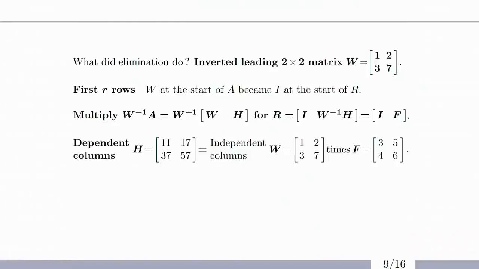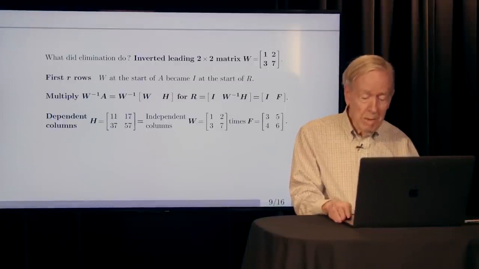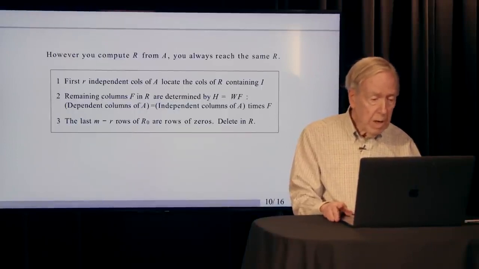So it says on the screen what I just said, that elimination has inverted the leading matrix. And then it's written out the step H equals WF that connects the original dependent columns to the final dependent columns in F, 3, 4, 5, 6. Okay, I think elimination is just a matter of practice, and you probably have done it.